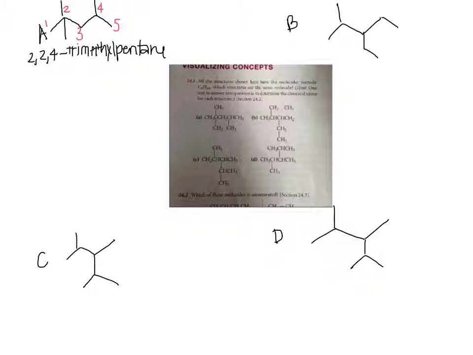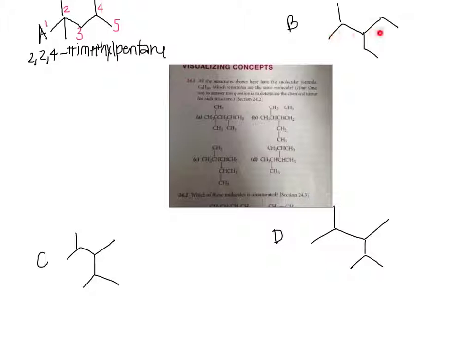Let's go ahead over to compound B. So this one, 1, 2, 3, 4, 5 carbons. So this one is again going to be a pentane. But when we name compounds, we want to make the fewest number of substituents.